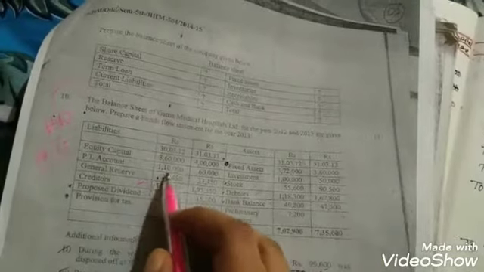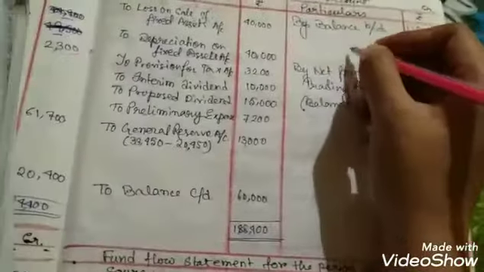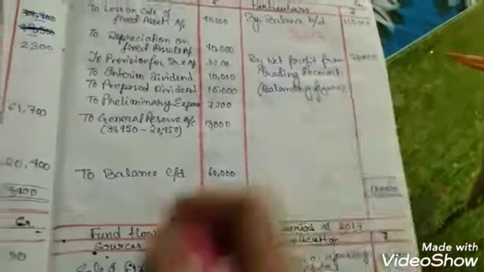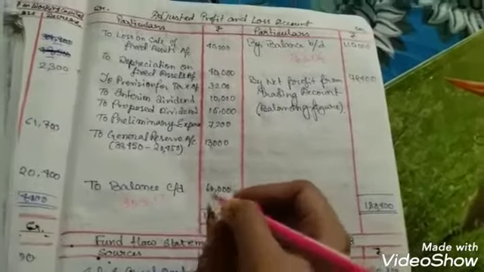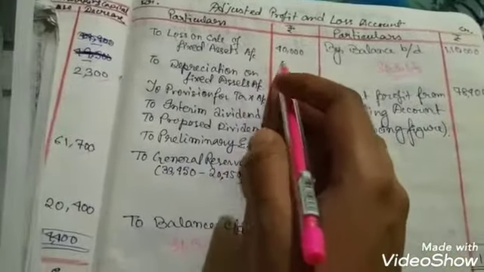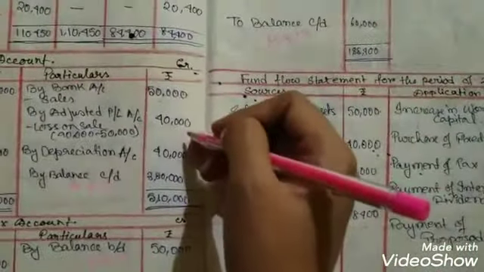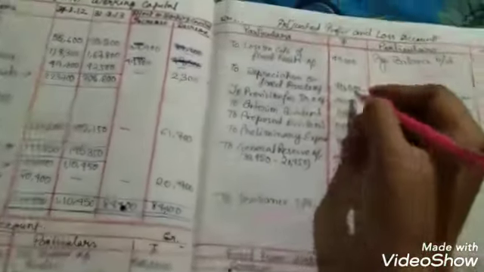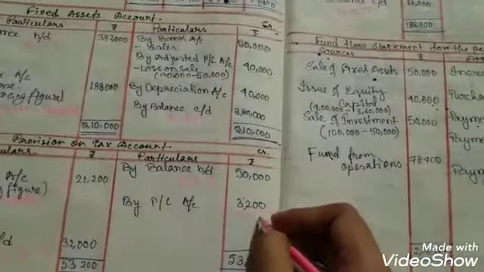Now for adjusted PL account, 1,10,000 for 2012 and 60,000 for 2013. So by balance BD 31st 3/12 1,10,000 and 31st 3/13 16,000 for 2013. Loss on sale of fixed asset 40,000, right? Provision for tax 3,200.